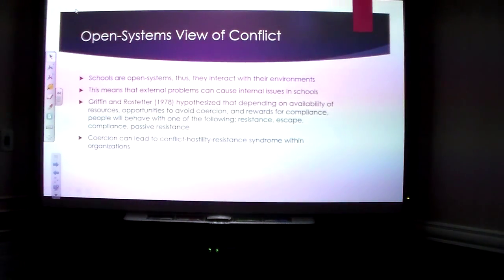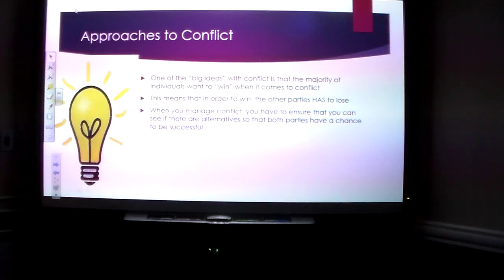So schools are open systems. We've already gone over that. Classrooms are closed systems, but schools are open systems, meaning that they interact with their environments. That means that external problems can cause internal issues in schools. So if there are lack of resources, you can avoid coercion. There's opportunities for compliance. People will either use resistance, escape, compliance, or passive resistance. When you coerce somebody, that can work initially, but then it can create long-term hostility, which is a bad thing.